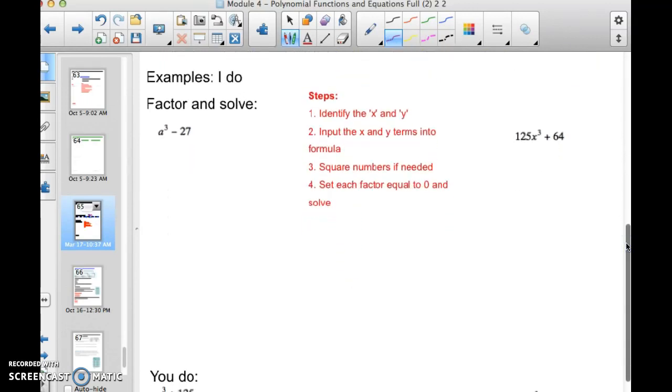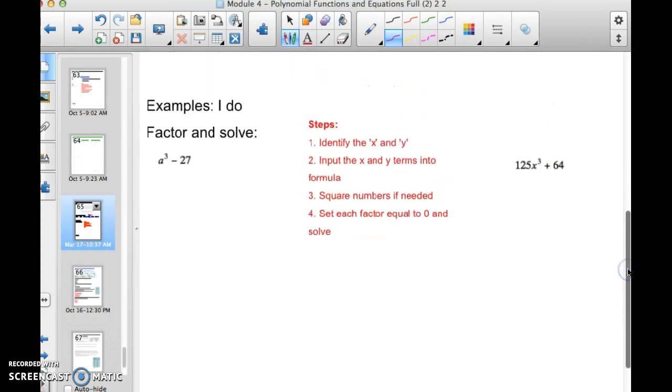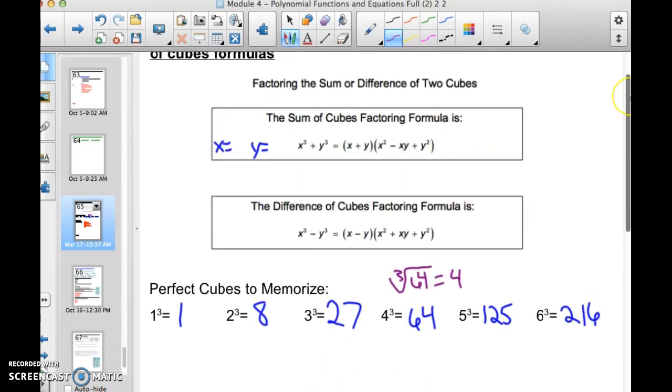So I'm going to factor 2 different ones, and I'm going to factor and solve one of the 2 in this video. Alright, I'm going to do these 2 examples up here, and then I'll ask you to do these 2 down there on your own. So the first step is to identify the x and the y for the formulas. Alright, if you remember, I already said that we're going to be looking for an x and a y up here.